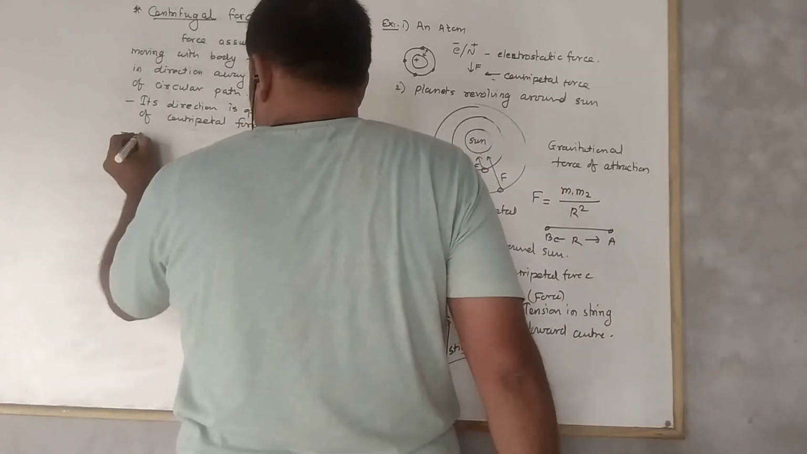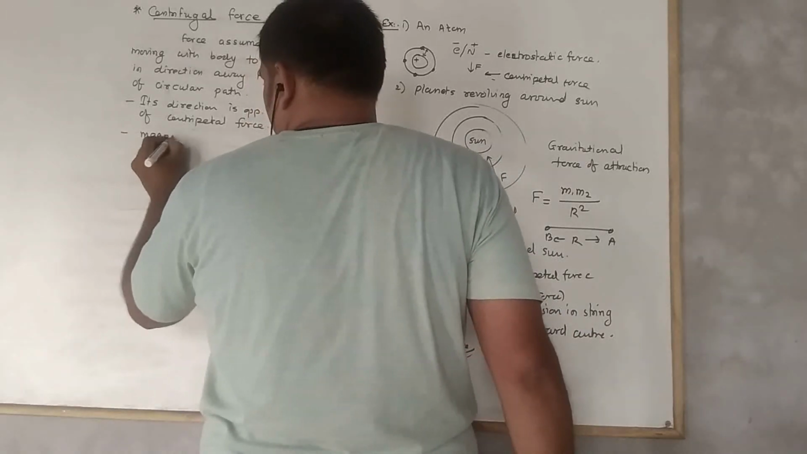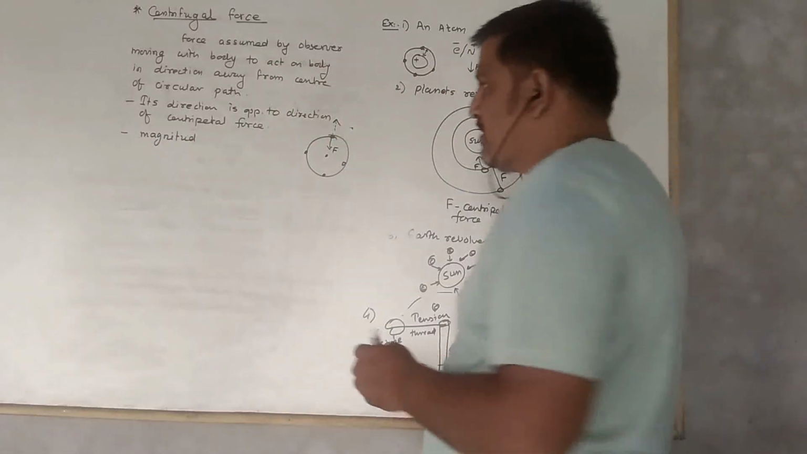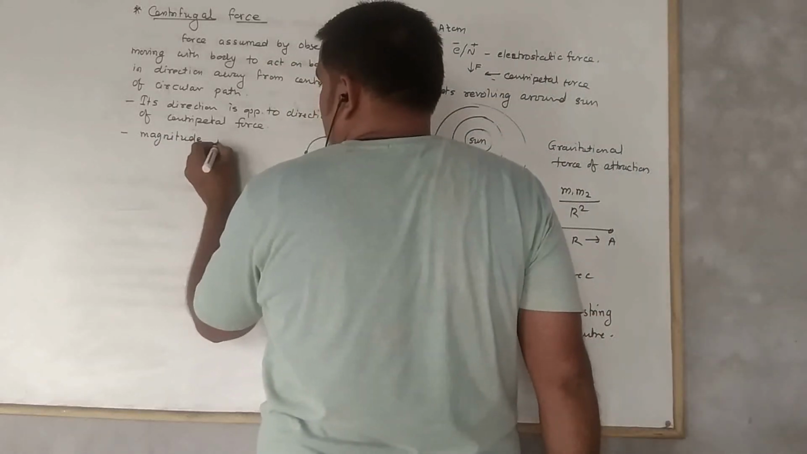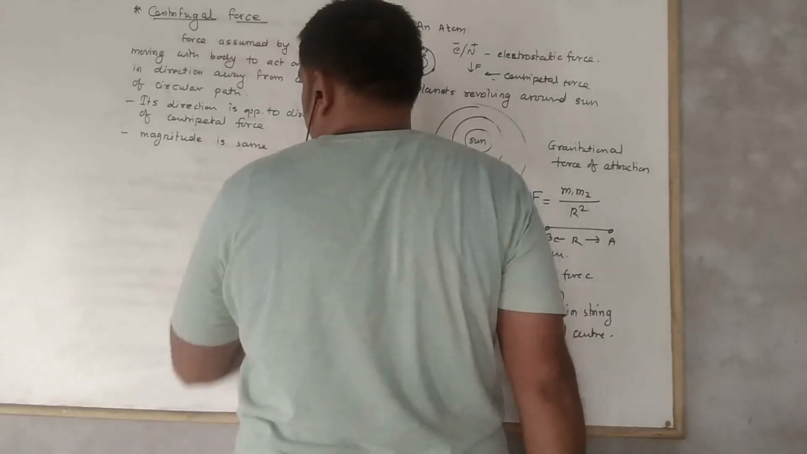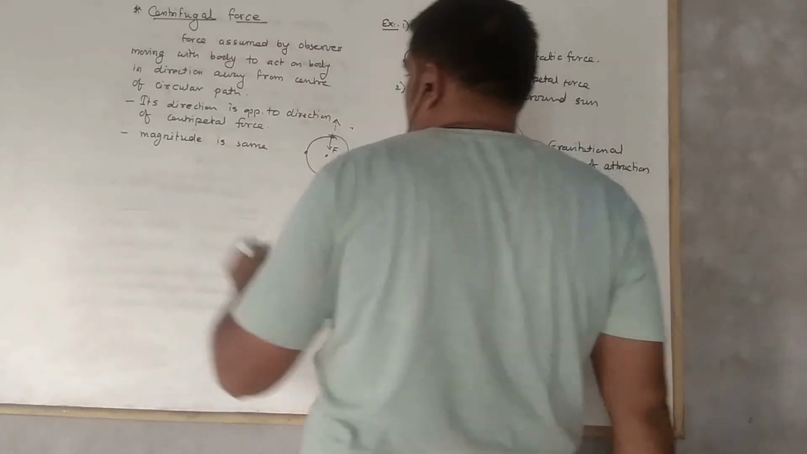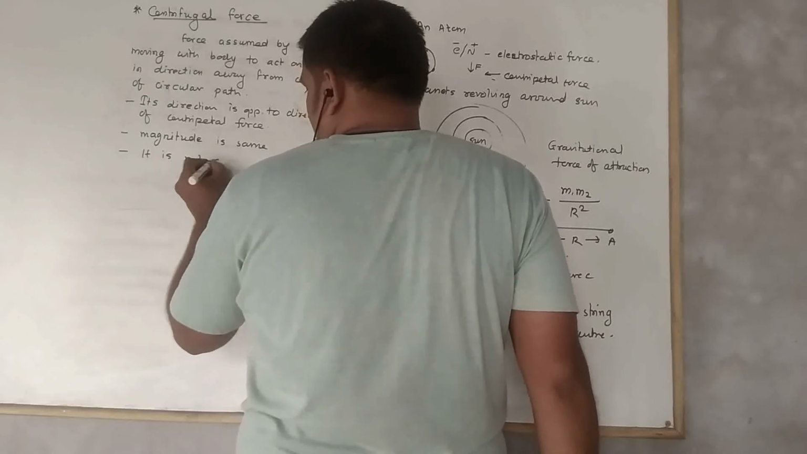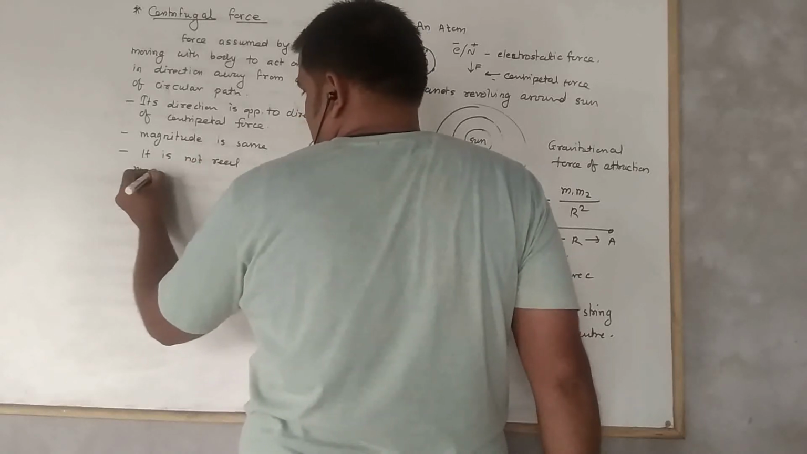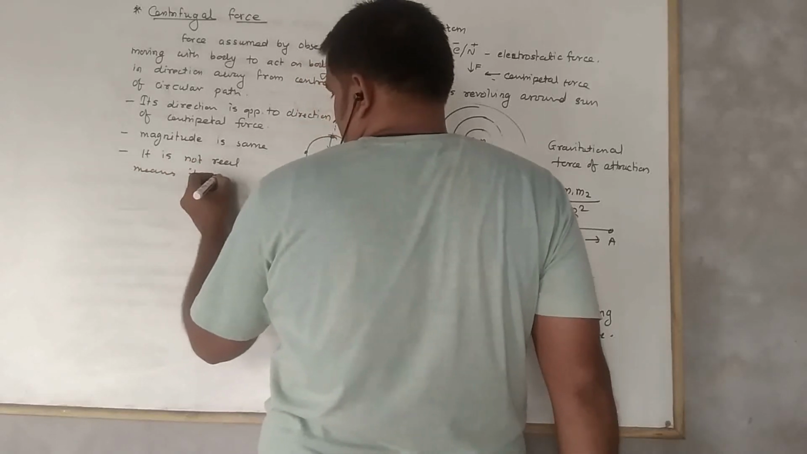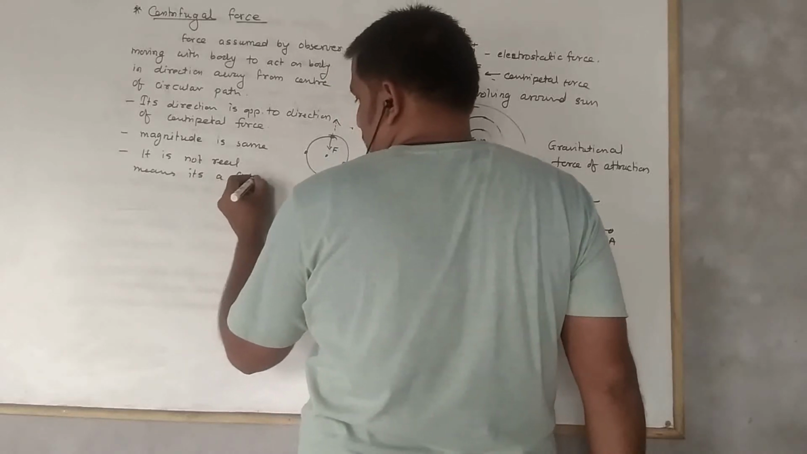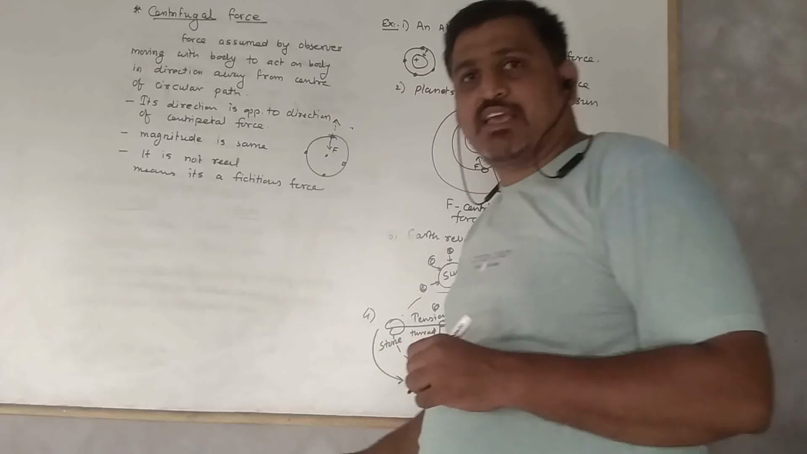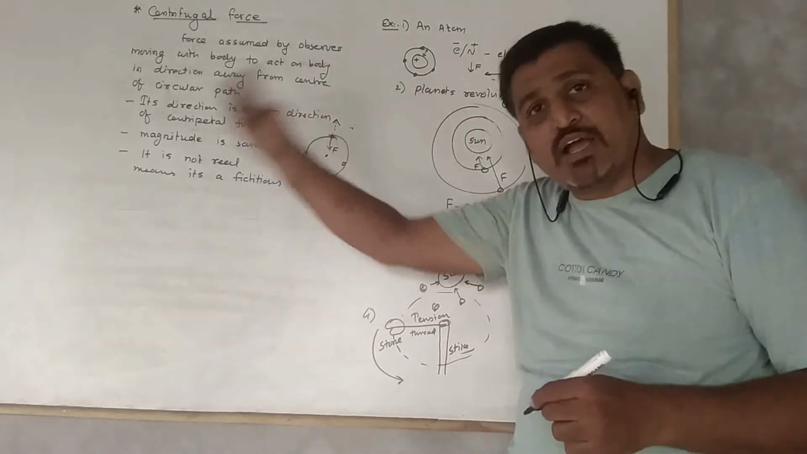Next one is magnitude. The magnitude of both the forces, centripetal and centrifugal, is the same. It is not real, it's a fictitious force. ये force जो है ये real force नहीं है, ये fictitious है. It is assumed by the observer.